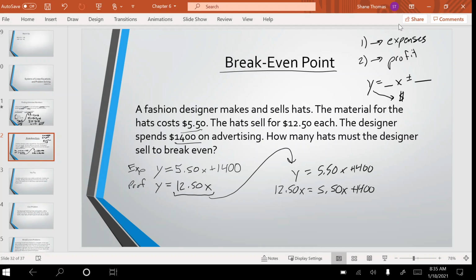All right, let's get our x's together. So I'm going to subtract the 5.50x from both sides. That's going to give me 7x equals 1400. Divide both sides by 7. What's that going to give us?